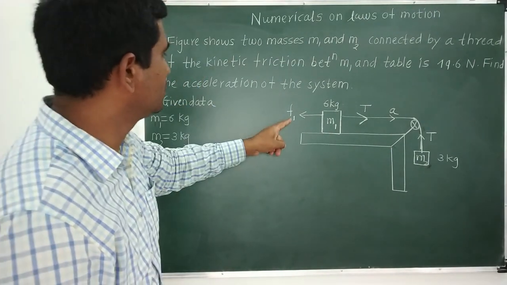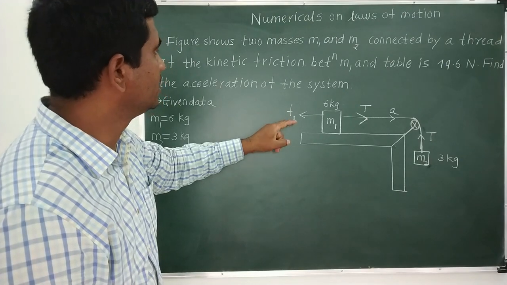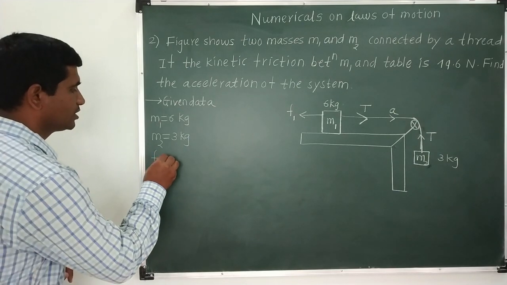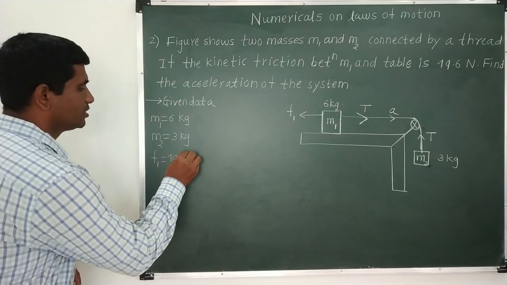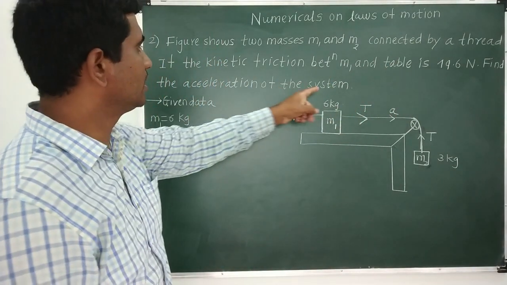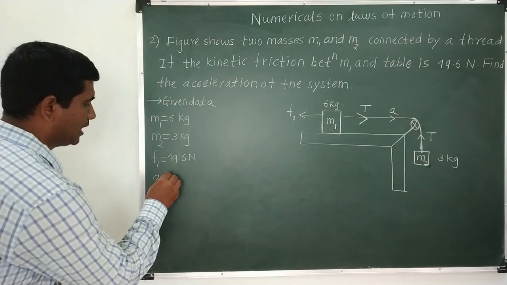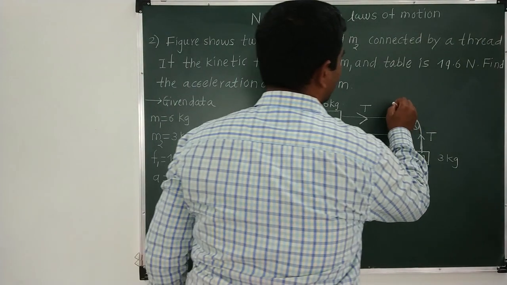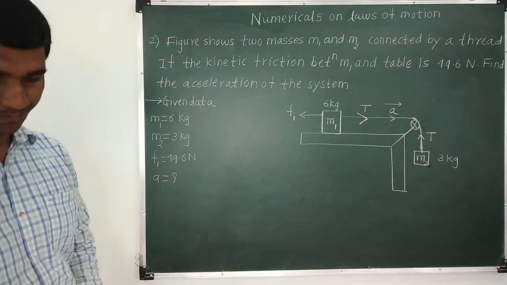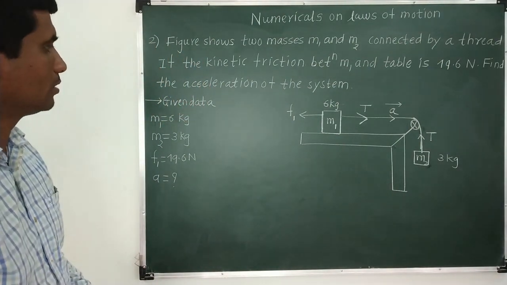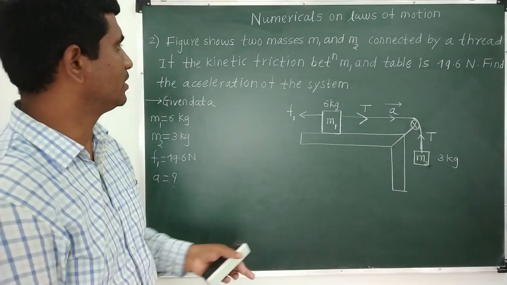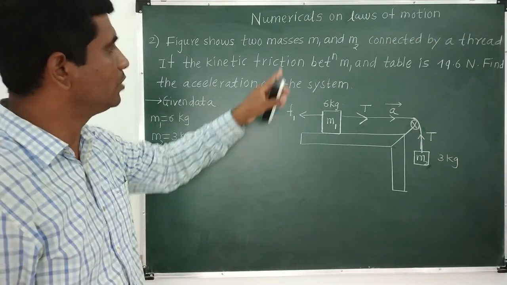So the kinetic friction that has been written over here, that is, the force due to friction F1, is 19.6 Newton. That is also given. And find the acceleration of the system means we have to find A is equal to question mark, the acceleration in this direction. Though it is not given in the problem that F1 is a frictional force, here we are assuming that F1 is a frictional force.